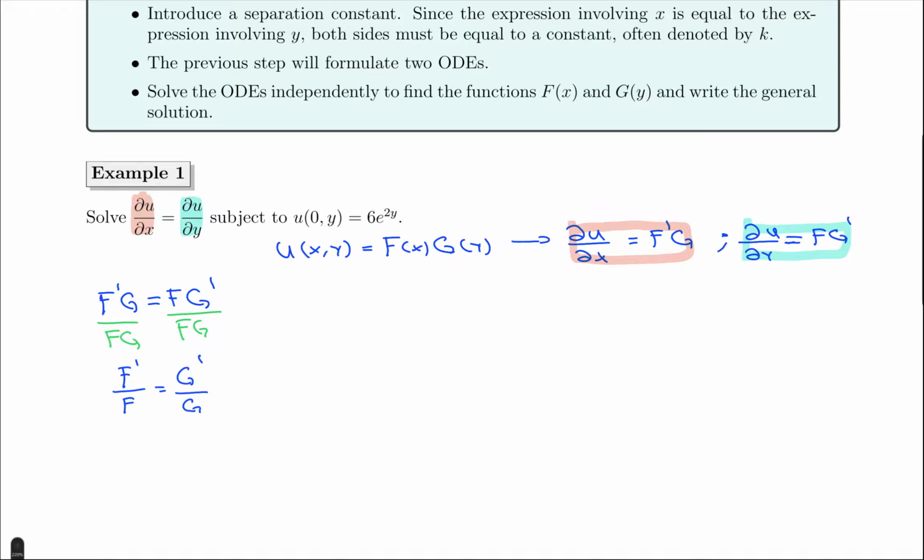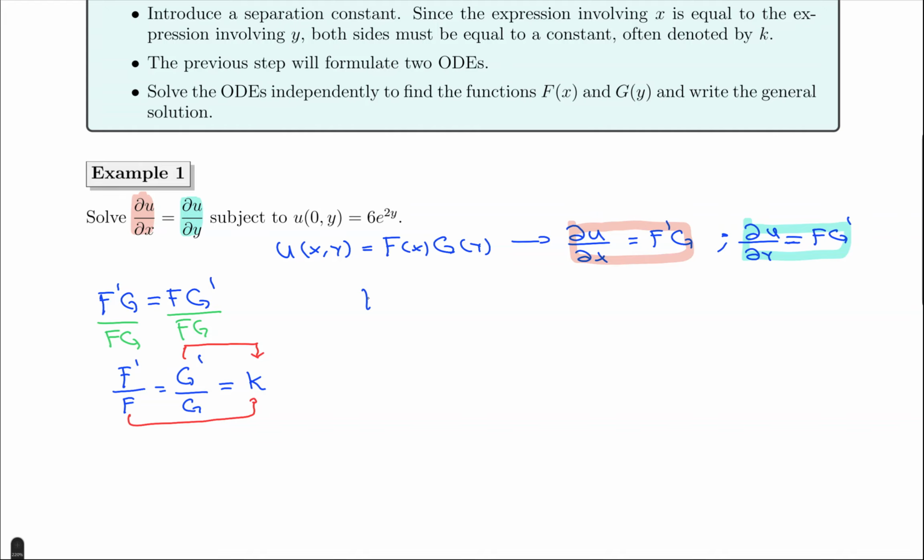Do you see how we separated the variables? We have all f's on the left-hand side and all the g's on the right-hand side. Here is where we introduce the separation constant. These two should be equal to a separation constant, and we're going to call it k. We're going to set the f equation equal to k and the g equation also equal to k, so we're going to solve these two separately and independently.